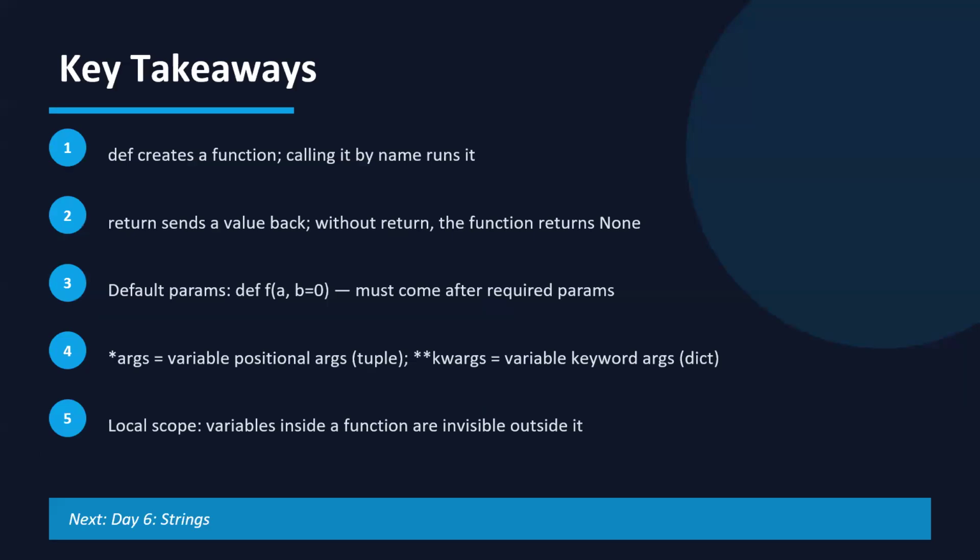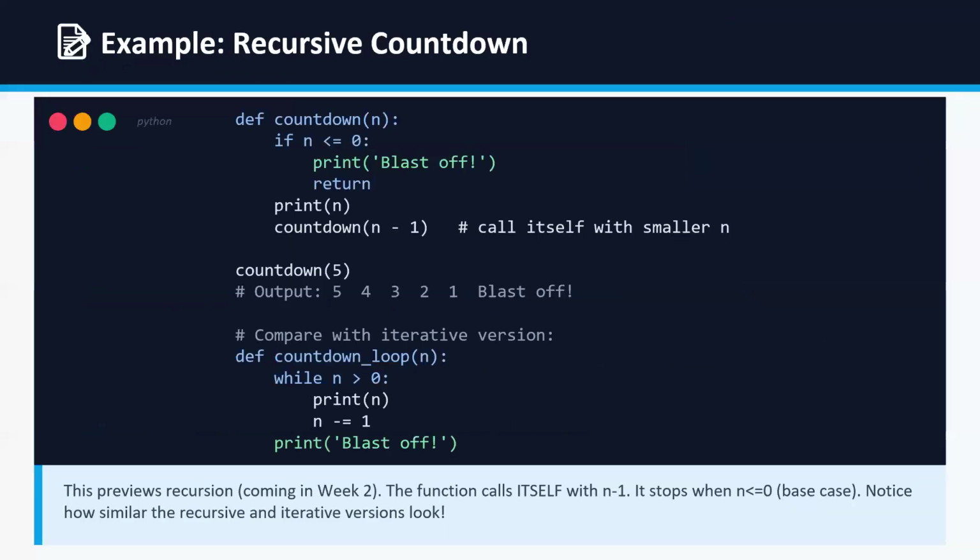So here are some key takeaways. We have seen that def creates a function, and calling it by name runs it. Def is the keyword we use. Now, return sends a value back. Without return, the function returns None. Default params, a comma b equal to 0, must come after required params. Tuple, this one I'm not taking up now. Local scope: variables inside a function are invisible outside it. Okay, now a few more examples we'll see.